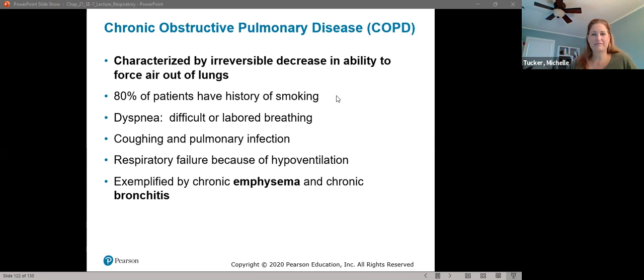We'll start with chronic obstructive pulmonary diseases. We're going to look at the differences between emphysema and chronic bronchitis. By far, the commonality between most of the patients is that they have a history of smoking.